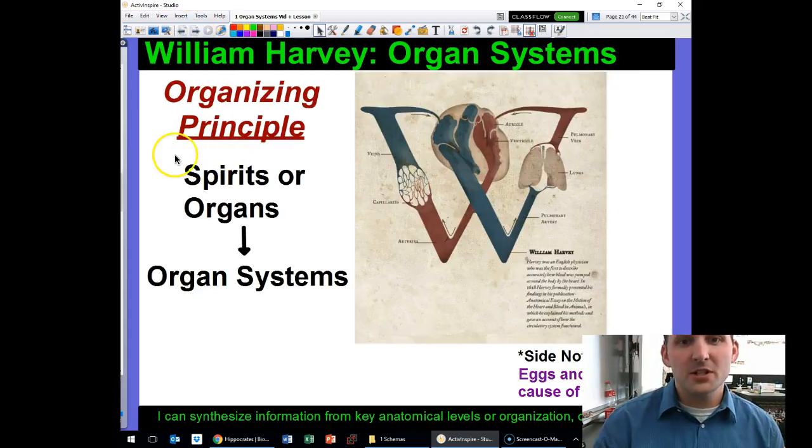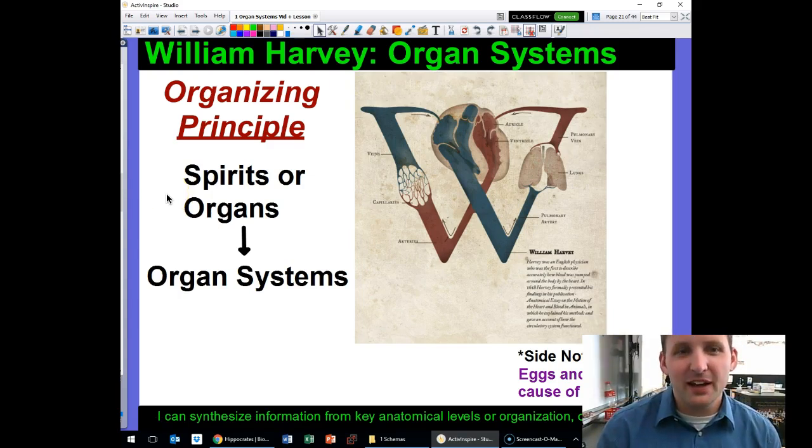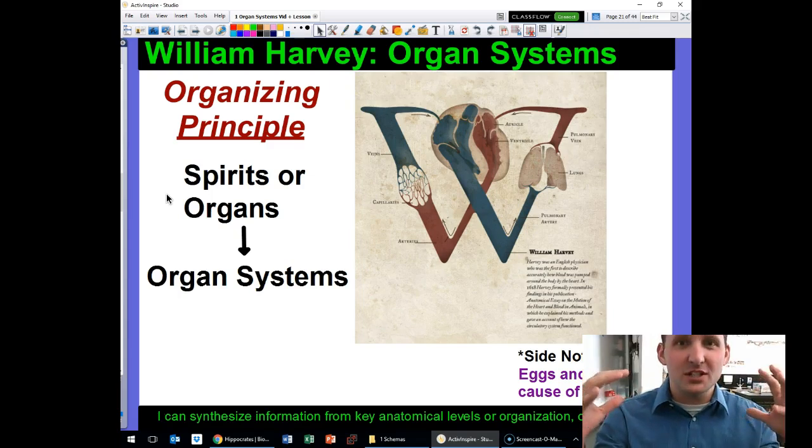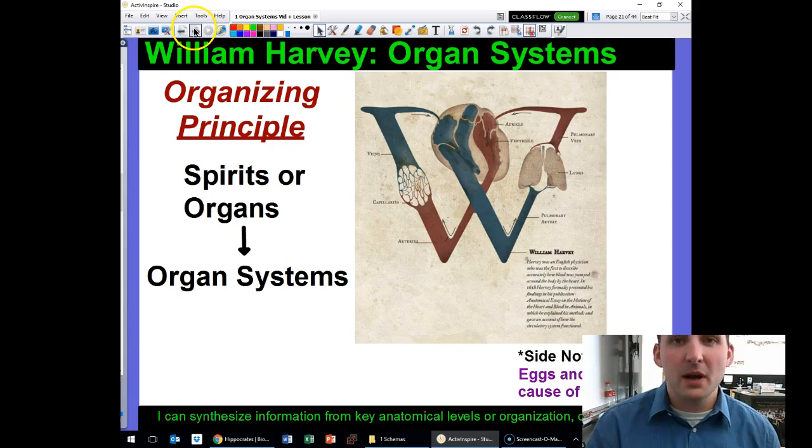He had some funny notions. He still believed that the heart was kind of at the center of your whole being. It was kind of magical, but he at least proved that there's many parts of your body that work together in a system. So his paradigm shift is saying, no, it's not just organs, it's organ systems, it's your body working together. So that's his paradigm shift.